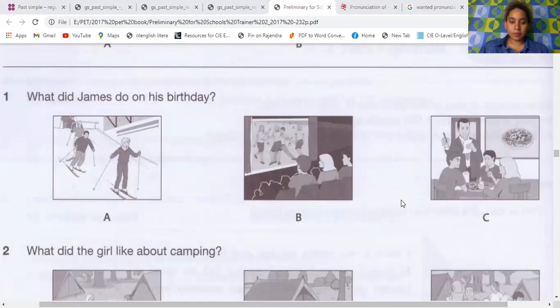Did you have a good birthday, James? You told me you were going to have dinner in a restaurant. How was it? Decided to go to the cinema. And by the time we got out, it was a bit late. So we just had a pizza at home instead.